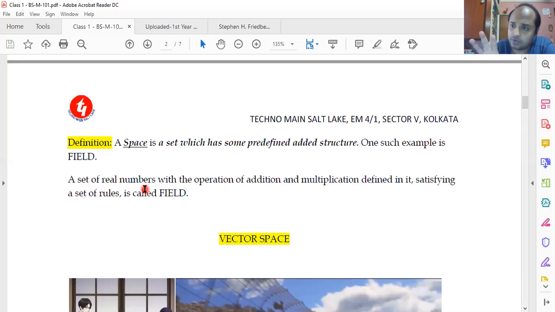Okay, so the complex number set with complex addition and complex multiplication is also a field. The real number set with real number addition and multiplication is also a field. So with the knowledge of this field, let me go to the discussion of the vector space, which is actually the subject matter of our course curriculum.